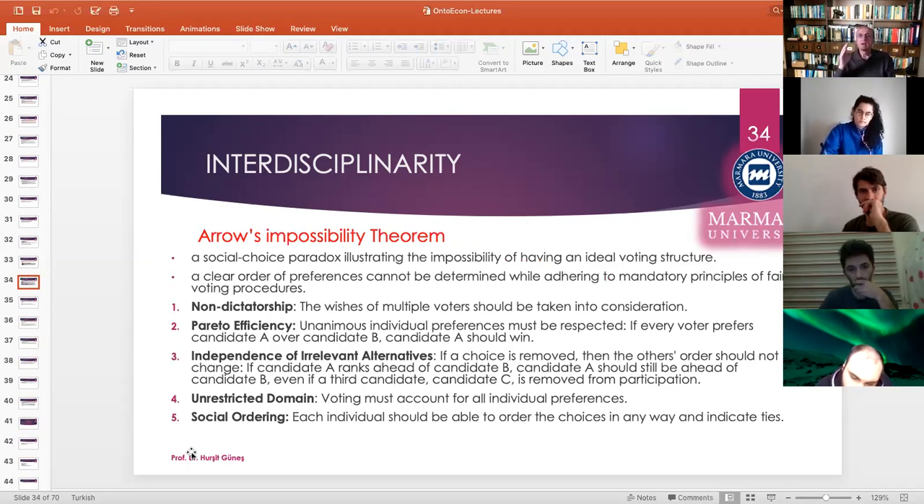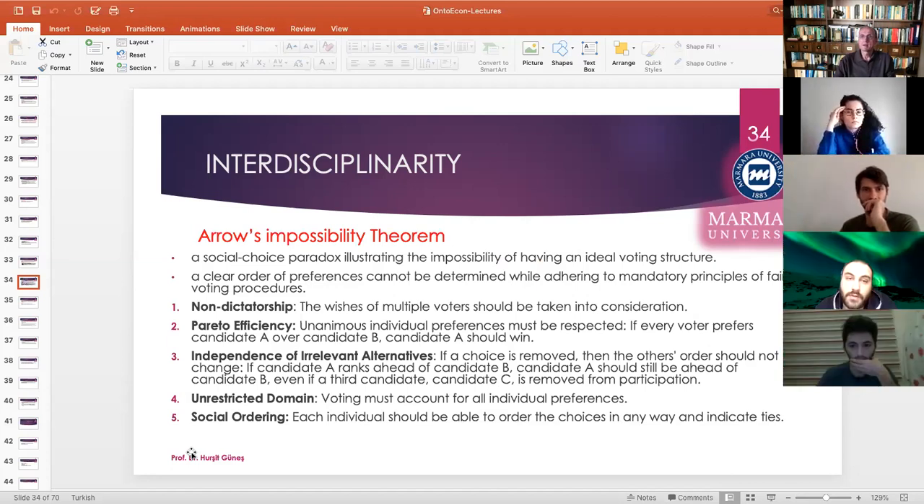Now, who knows about Arrow's impossibility theorem? Who doesn't know about Arrow's impossibility theorem? Rebbe, you know about Arrow? Arrow-Debreu models.